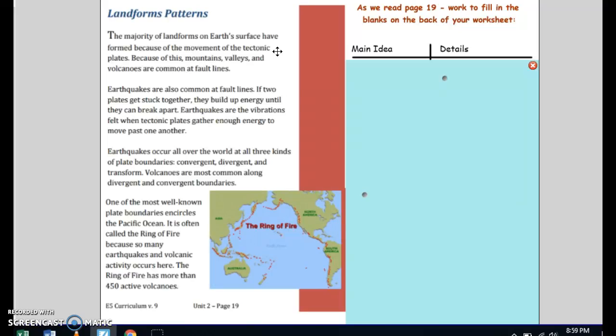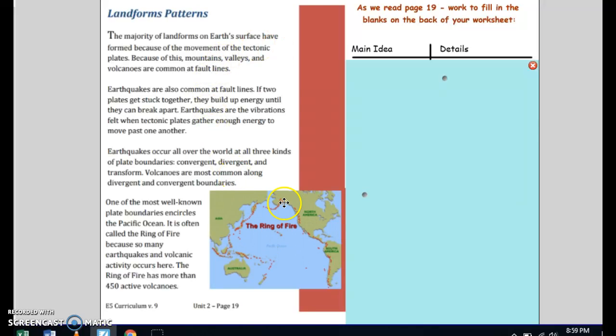Earthquakes occur all over the world at all three kinds of plate boundaries: convergent, divergent, and transform. Volcanoes are most common along divergent and convergent boundaries. One of the most well-known plate boundaries encircles the Pacific Ocean. It's often called the Ring of Fire because so many earthquakes and volcanic activity occur there. The Ring of Fire has more than 450 active volcanoes.